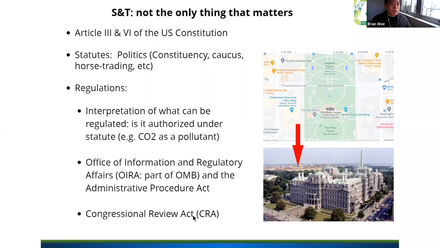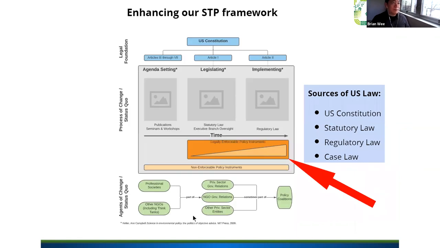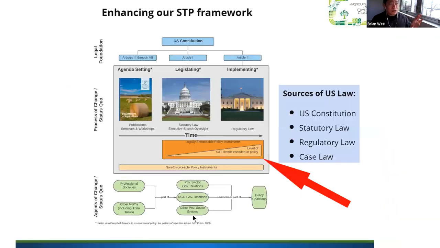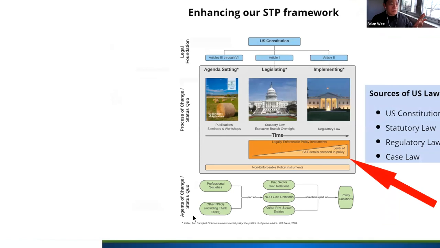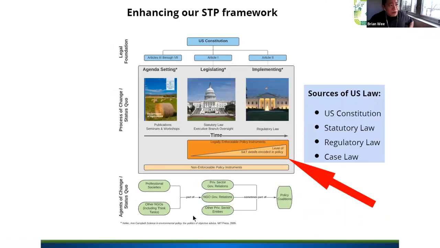But we don't have time to talk about that, since we only have 15 more minutes in this session. This is the upgraded framework, which you can take a look at, where I have added in this bit of the framework that talks about level of science and technology details encoded in policy, as what I've just described. And we are running short on time.